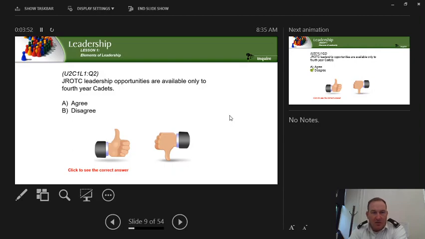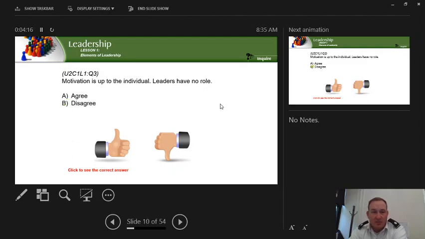Leadership opportunities are available only to fourth year cadets. Would you agree or disagree? Like we just talked about, there's all sorts of leadership opportunities even just in the daily classroom. So that's a definite disagree. To be a team captain, obviously if you've been on the team 4 years, you're more likely to be chosen for that position, but it's definitely not a guarantee. What are your skill sets? What do you bring to the table?